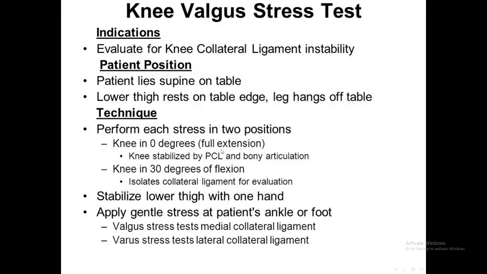In flexion, it is more accurate to assess the collateral ligaments, because in full extension, the knee is already stabilized by the posterior cruciate and the bony articulation. After stabilizing the lower thigh with one hand, apply gentle stress at the patient's ankle or foot. Valgus stress test for the medial collateral ligament and varus stress test for the lateral collateral ligament.